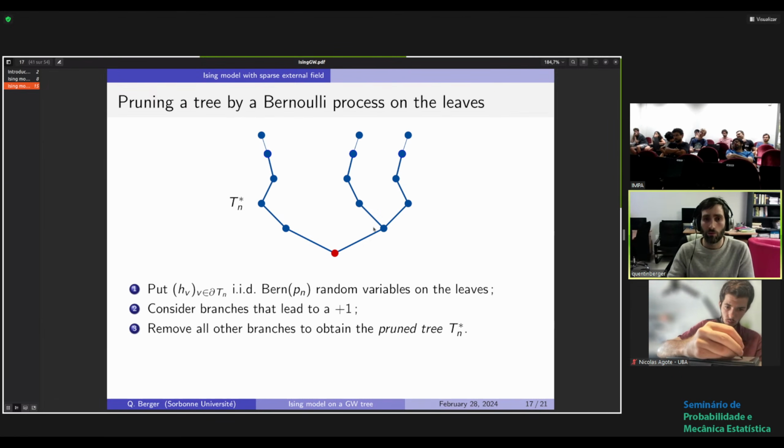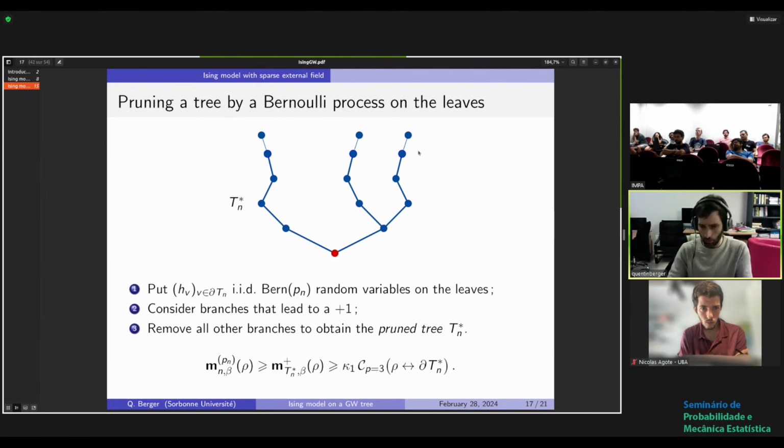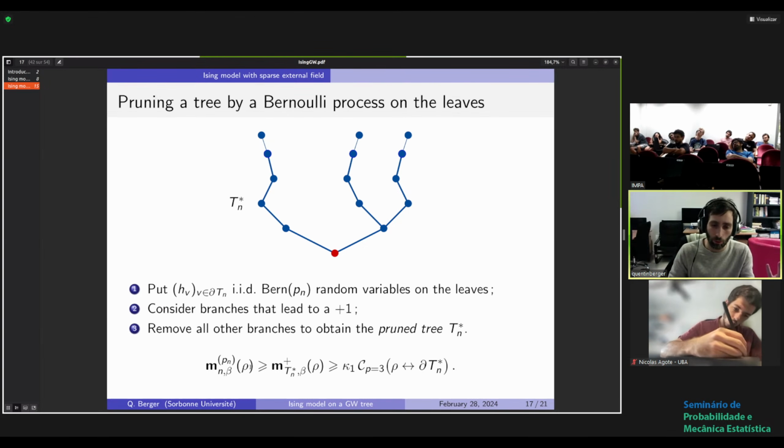And now what you have is the Ising model on a subtree, but with plus boundary condition. That's where you will be able to use the P conductance. So then you'll have to compute the P conductance of that tree. Our first work was to study that pruned tree. This is just what I said before: the magnetization of the root of your initial model is bounded from below by the P capacity of this modified tree.